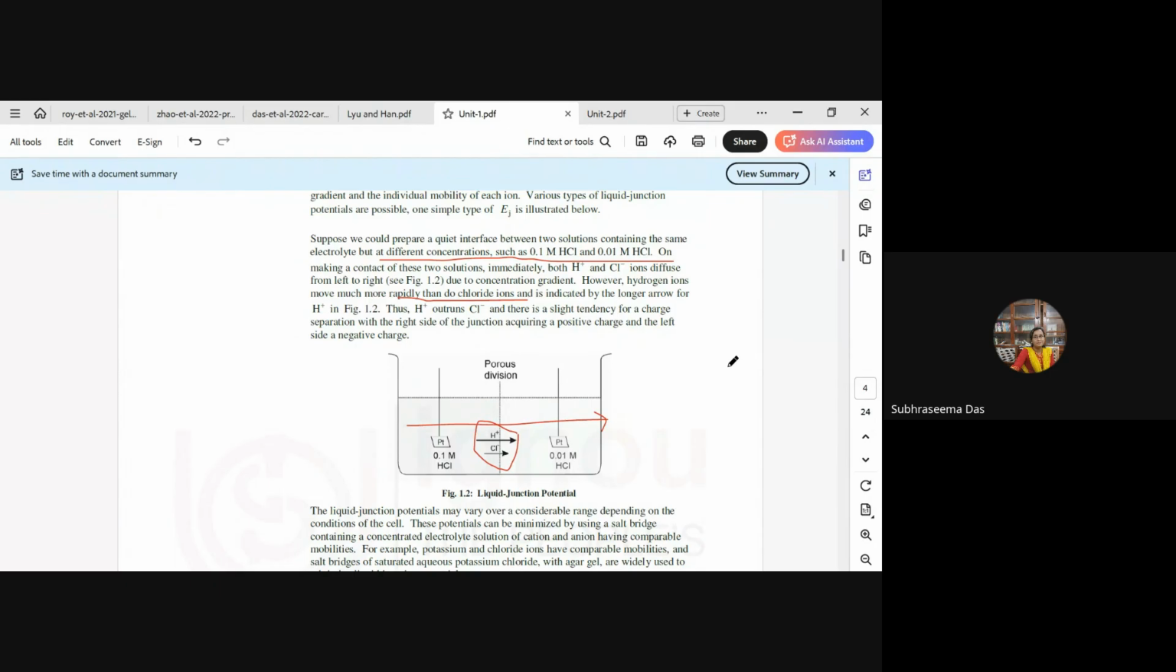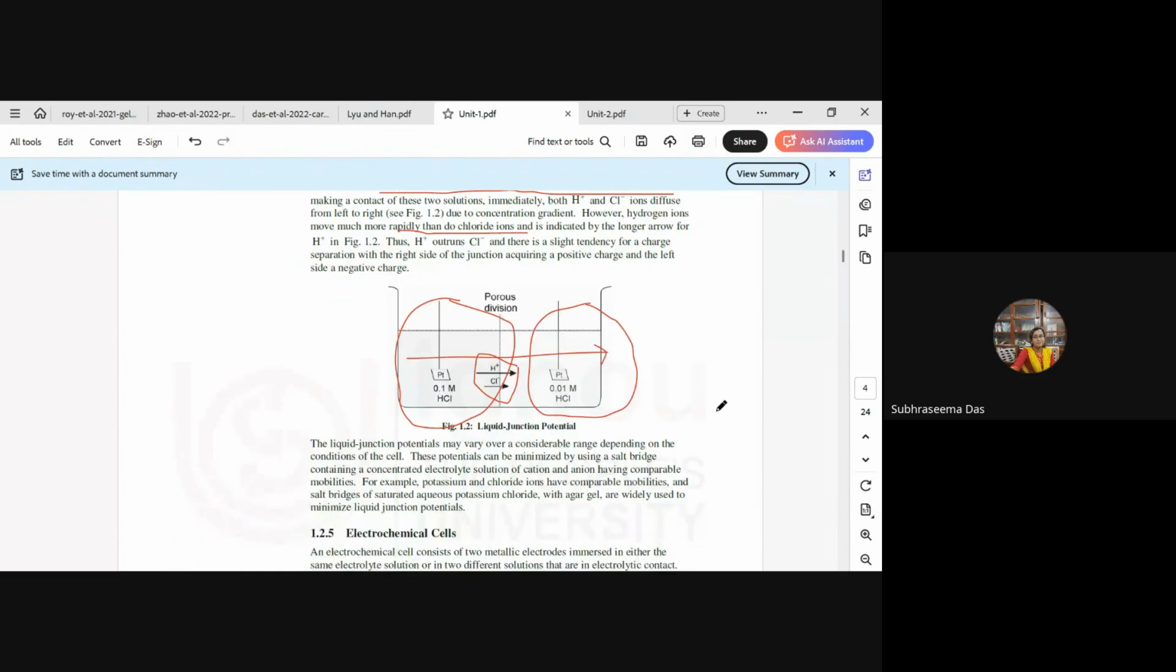So because the H+ ions move rapidly, there is a slight tendency for charge separation. The right side acquires a slight positive charge, and the left side, that is the 0.1 molar HCl part, acquires a delta negative charge in this case. So this is how a liquid junction potential is developed.